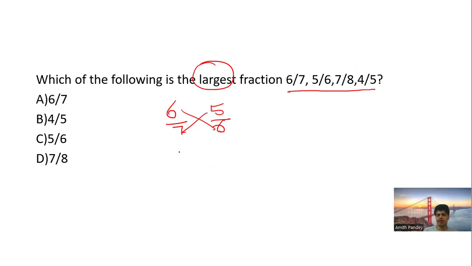What you need to do, you have to multiply. 6 6s are 36. Fine. Whatever you multiply, you need to write just below. 7 5s are 35. But this time not the smaller. We want the larger. So 6 by 7 is the larger one.